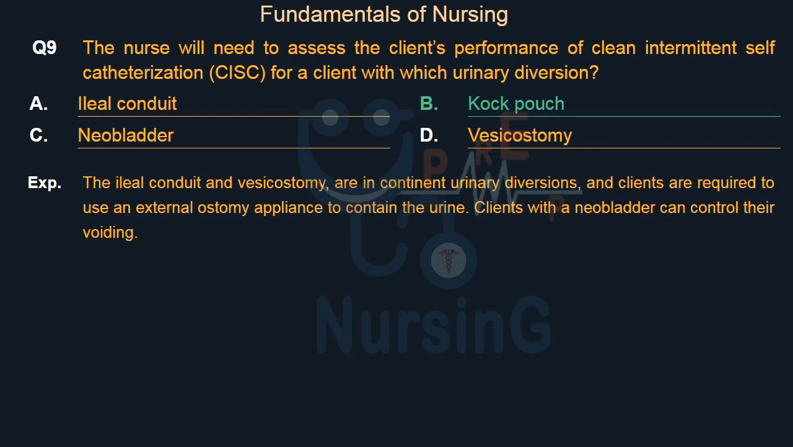Kock pouch. The ileal conduit and vesicostomy, options 1 and 4, are incontinent urinary diversions, and clients are required to use an external ostomy appliance to contain the urine. Clients with a neobladder can control their voiding.